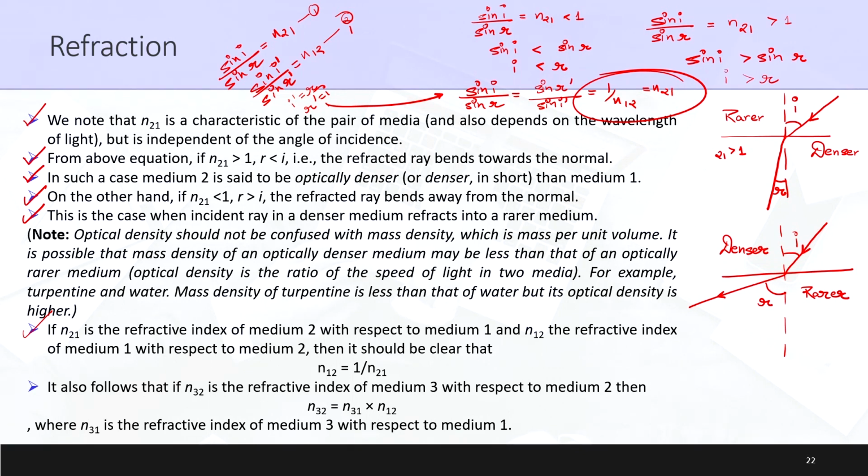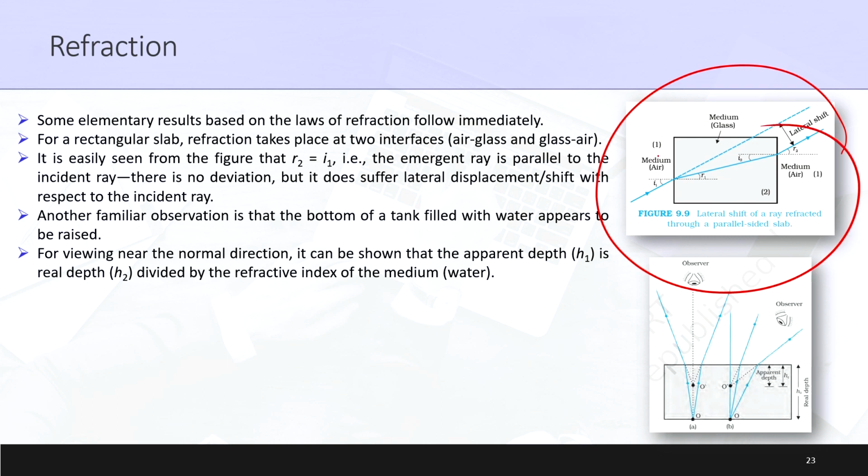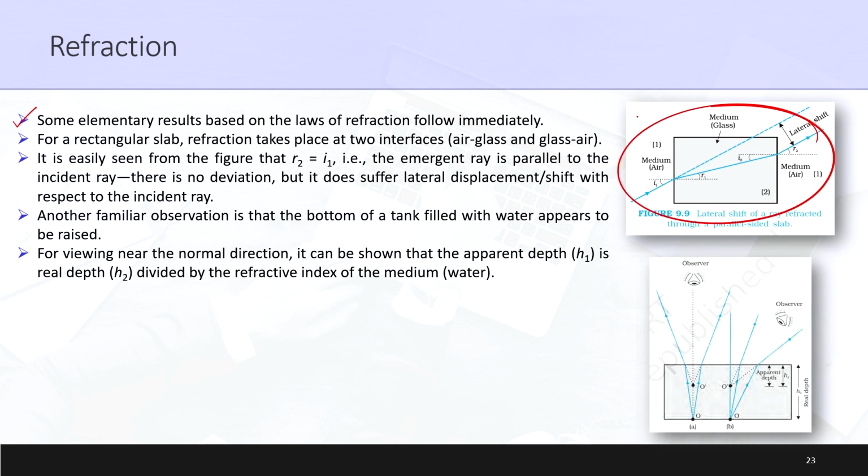Next, we will understand a new concept called lateral shift. What is lateral shift and what is apparent depth? Some elementary results based on the laws of refraction follow immediately. First of all, let us look at this rectangular slab. For the rectangular slab, refraction takes place at two interfaces. As you can see, the first refraction takes place at this location and the second refraction takes place at this location. The first is air to glass, and the next is glass to air.